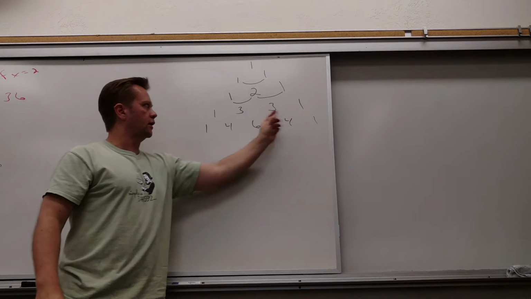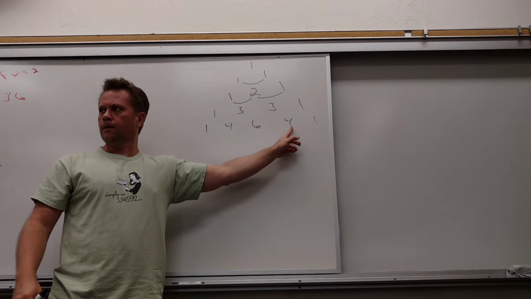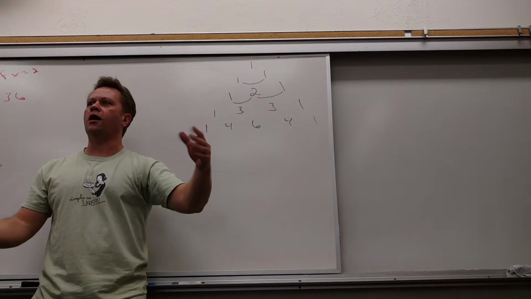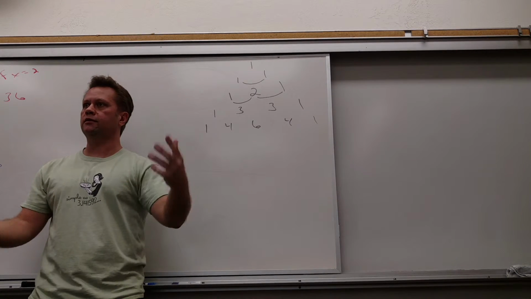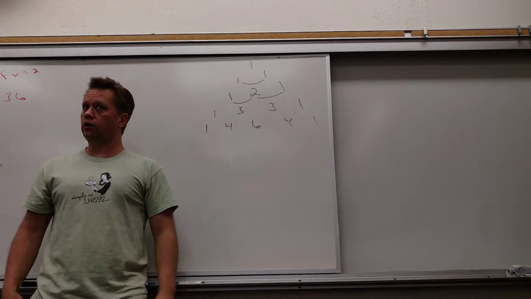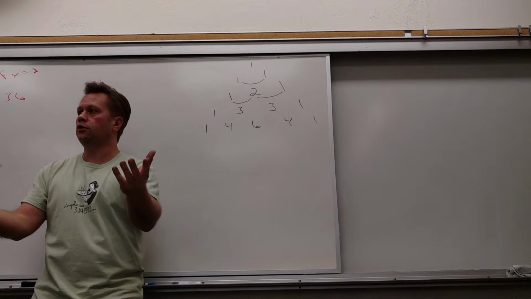So how do I get the next line? Put the ones on the outside. 1 plus 3 is 4. 3 plus 3 is 6. 3 plus 1 is 4. Now, I'm not asking you if you know why I'm doing this. I'm just asking you, do you see how I came up with these numbers? Okay, good. So don't freak out about what that's for. I haven't told you yet, right?